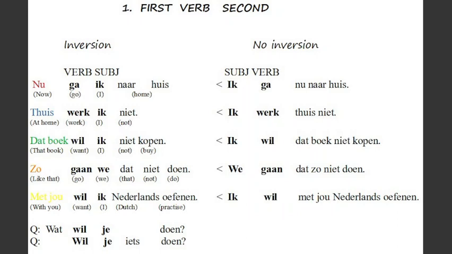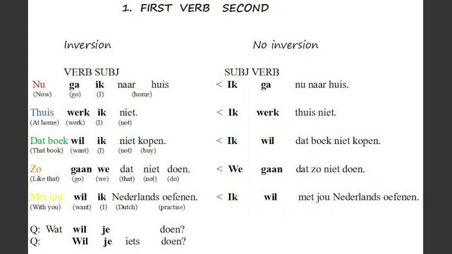The phenomenon of the verb coming in front of the subject is officially called inversion. This also happens with expressions of place, like in thuis werk ik niet. And if you start a sentence with a specific object, like in dat boek wil ik niet kopen. And also, for example, if you are starting the sentence with information about how something is done, as in the following 2 sentences. Zo gaan we dat niet doen. And met jou wil ik Nederlands oefenen.